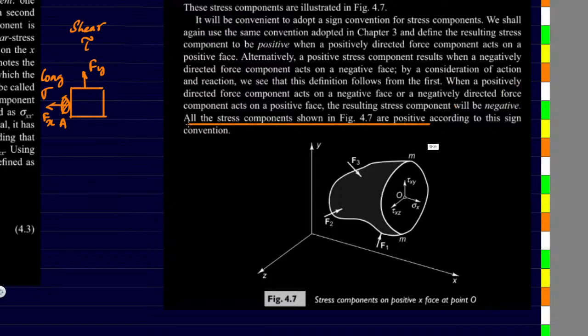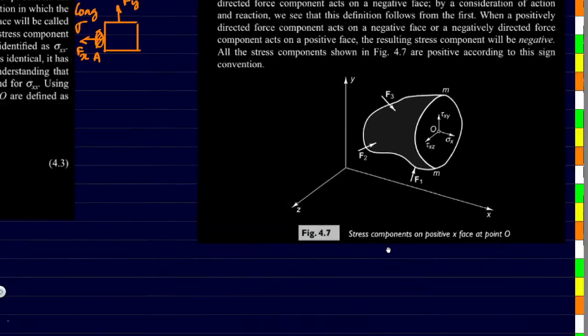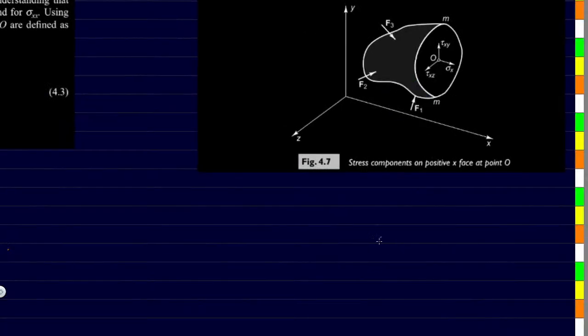So all the stress components shown in figure 7 are positive according to this convention, because this is upwards, in the same direction as the positive y component, and this is in the same direction as z, and the area itself is positive. Because the area itself is positive and all the forces are positive, the stresses that result from all these are also going to be positive. So okay, that covers the sign conventions used for stress.